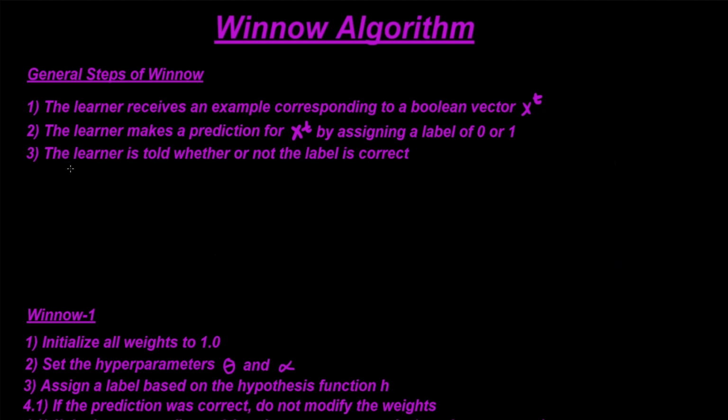Step three is the learner is told whether or not the label is correct. This is the step that is going to allow the learner to improve on future iterations. It's going to receive feedback on whether the label was correct. If the label was correct, then we're not going to do anything. But if the label was incorrect, and there are actually a few ways that the label can be incorrect, then the learner is going to modify a few things about its parameters in order to hopefully do better on the next run of the algorithm. So that's a general overview of the Winnow algorithm, and now let's go ahead and talk details.